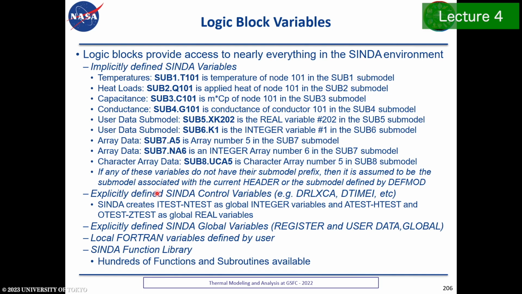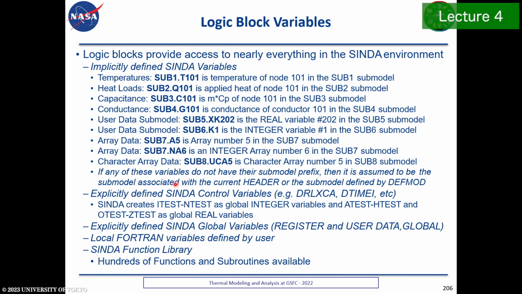If I happen to define an XK or a K, I could get some user data. I could do array data. An array number 5 would be A5. NA6 would be an integer array. And then the UCA is a character array. So depending on some of the data blocks that you had, you would get different variables that are created with this.